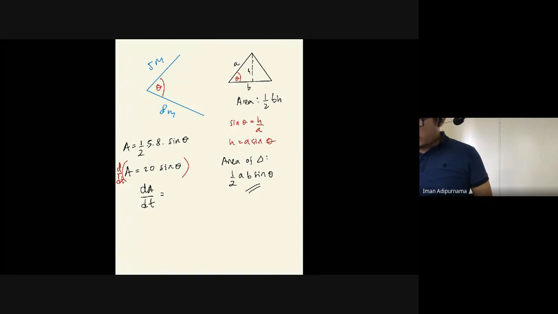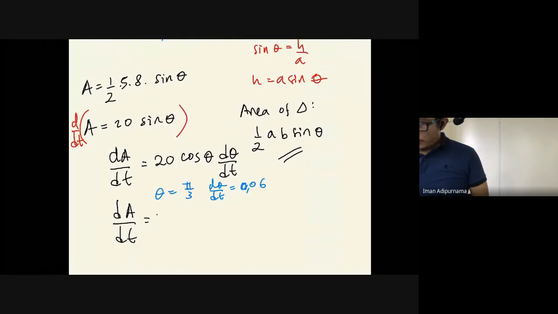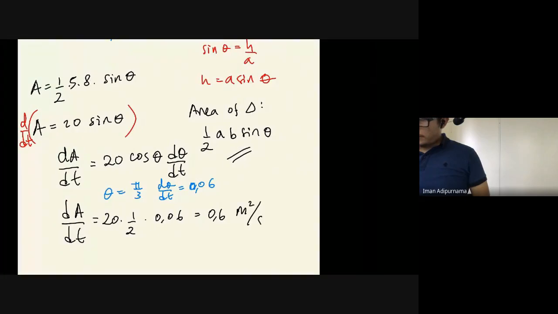It's 20 cosine theta times d theta/dt. Don't forget the d theta/dt. And then the question is asking when theta is pi over 3, and d theta/dt is 0.06. So dA/dt will be 20 times cos 60, which is half, right? And then 0.06. So it's just that. Remember to write this, okay?